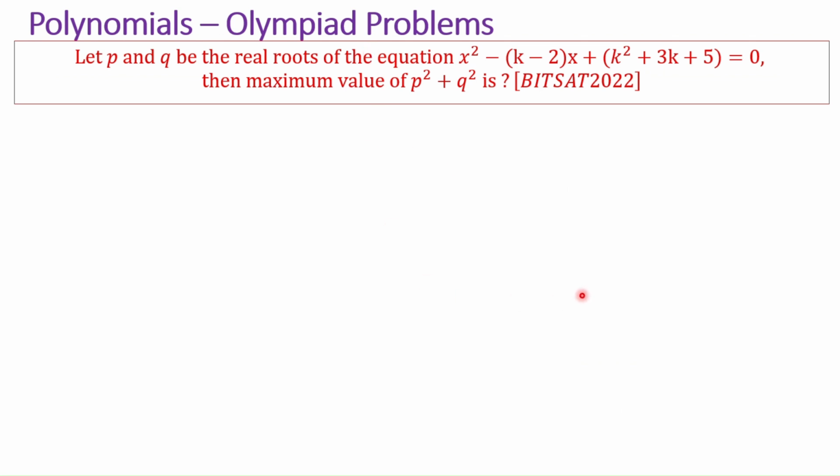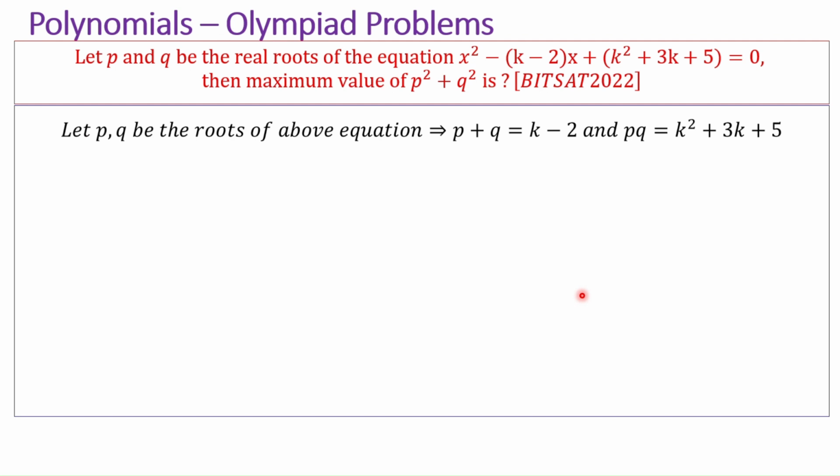Okay, yeah, read the problem. We need to find the maximum value of p square plus q square. Okay, this is also a BITSAT question. Okay, this also looks simple. We need to just apply the sum of roots and product of roots and find out p square plus q square, right? So p plus q is minus k by 2, pq is k square plus 3k plus 5.